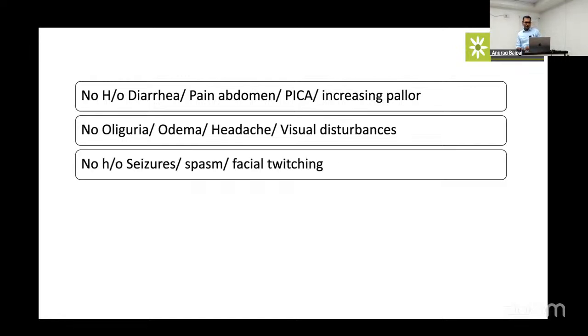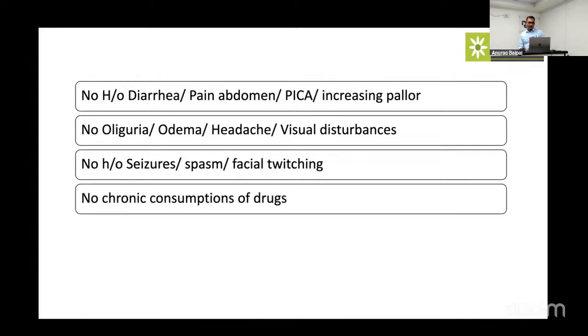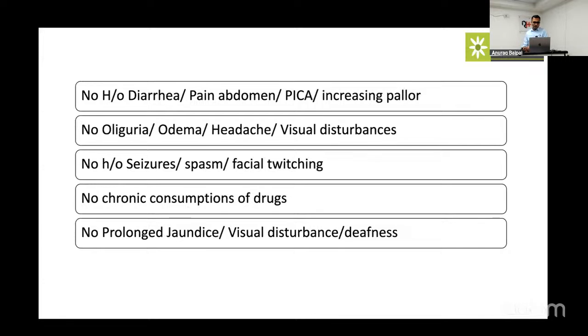Okay, carry on. No history of seizures, spasm, or facial twitching to rule out hypocalcemic symptoms. There was no history of chronic consumption of any drugs to rule out tubulopathy-induced RTA. Which drugs are you talking about? Any chronic consumption like aminoglycoside antibiotics. And tubular dysfunction would be lead poisoning. So which drugs? That's why I'm asking. Now you're coming to the right one, poisonings like lead poisoning, copper poisoning, mercury poisoning.